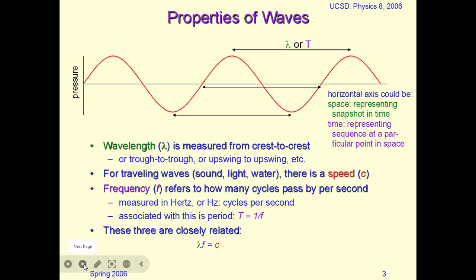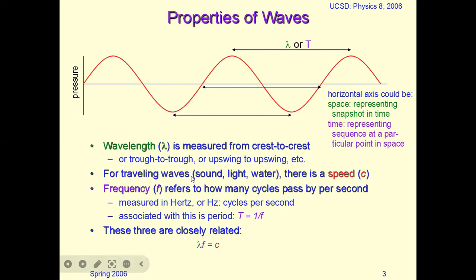What are the properties of sound wave? Actually, we must know wavelength is measured from crest to crest or trough to trough or upwing to upwing, etc. That means this is the wavelength. And the time to complete making of this wavelength is called time period, capital T.